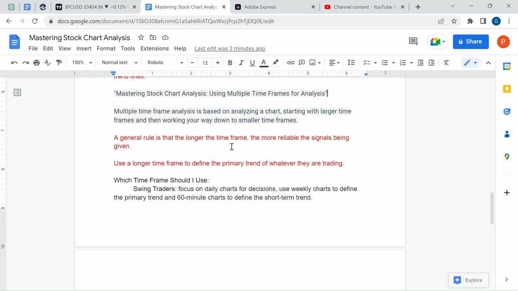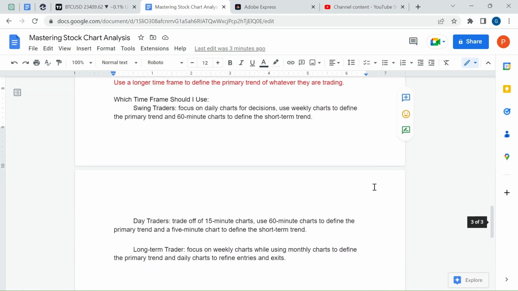A general rule is that the longer the time frame, the more reliable the signal being given, using a longer time frame to define the primary trend of whatever they are trading. So which time frame should I use? This will depend on your trading style. I just put some examples of what you might use.